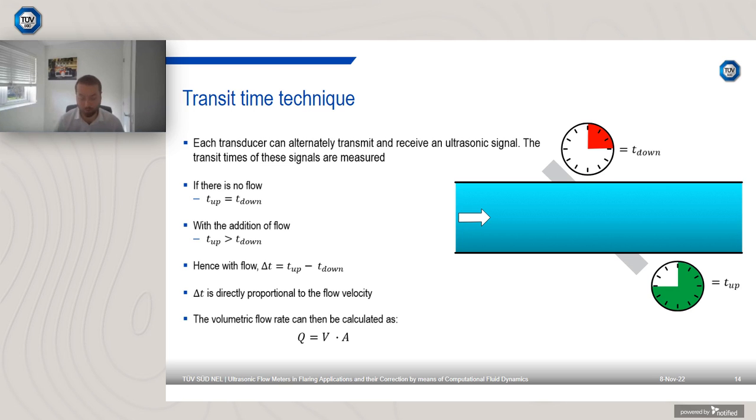And this is because if you think about when you're swimming with the current, it'll be much quicker to swim with the current than against the current, because obviously you have that resistance of flow. And that's the same scenario here. The gas that's moving is resisting the flow from the signal moving upstream. So this difference in time between upstream and downstream is calculated, and the difference in time is then directly proportional to the flow velocity. You can then calculate your volumetric flow rate by multiplying it by the internal area of your pipe.